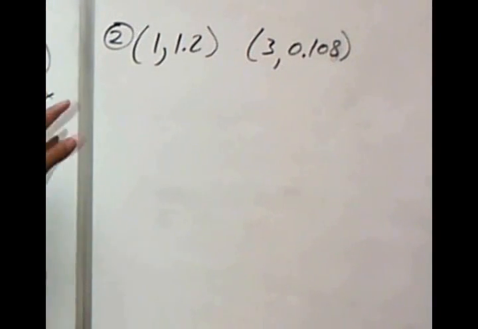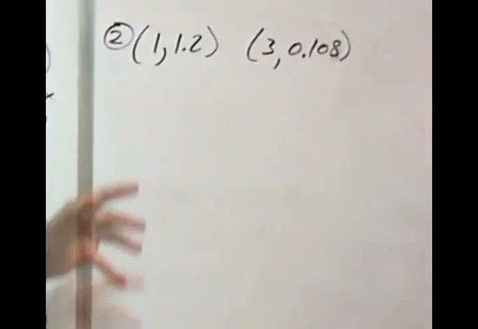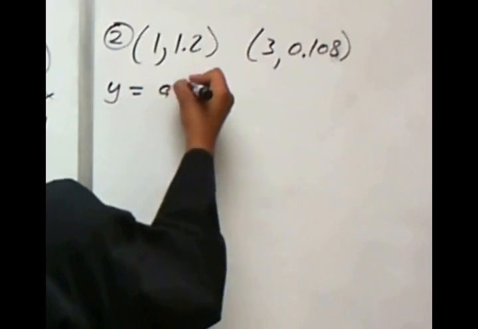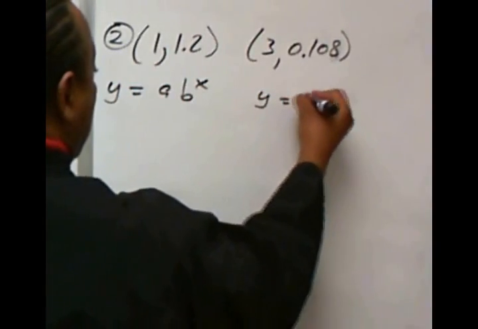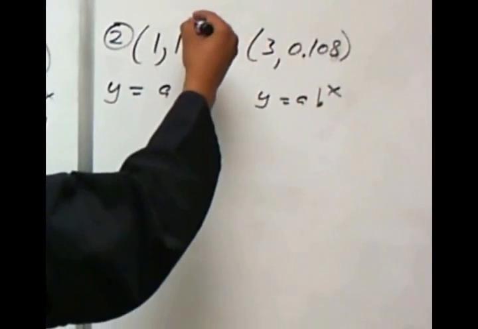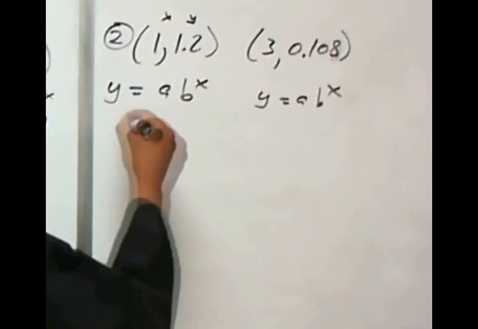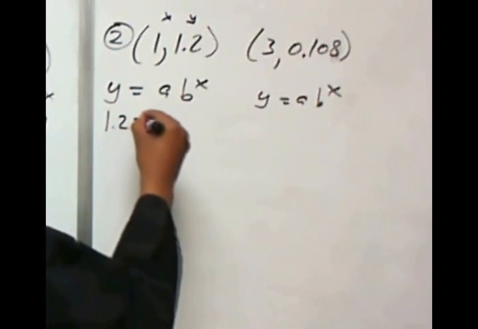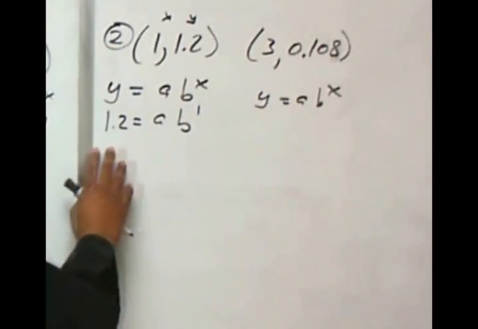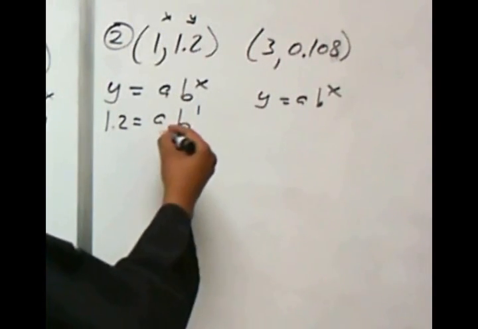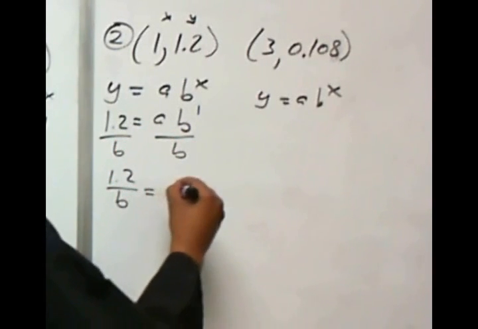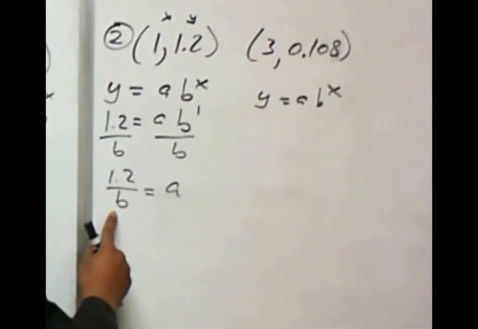Number 2, I want a model that goes through these 2 points that is exponential. So I need to introduce y equals a b to the x on both sides. Then I'm going to replace this y and x with this y and x. So y becomes 1.2, a b to the 1st power. From there, I'm going to solve for a. So I'll divide both sides by b, and I get 1.2 all over b equals a. So a has been solved.